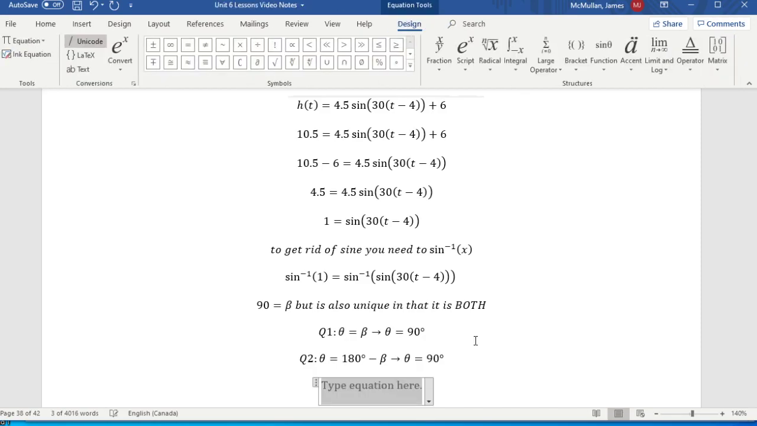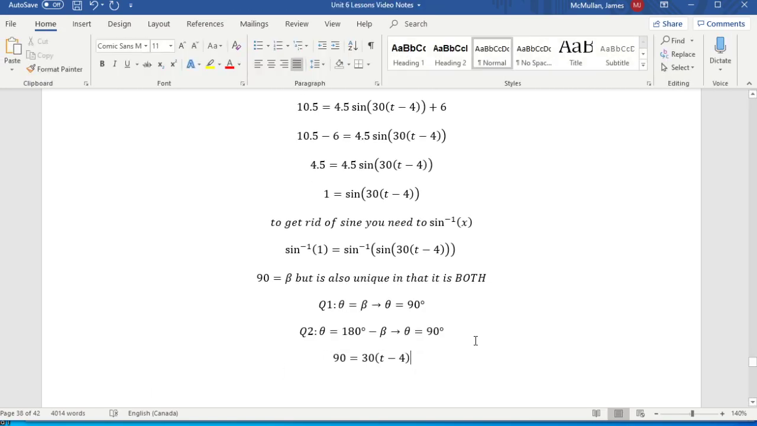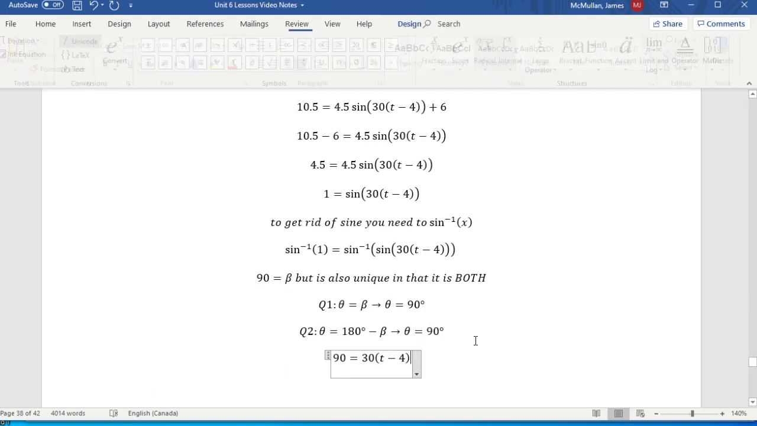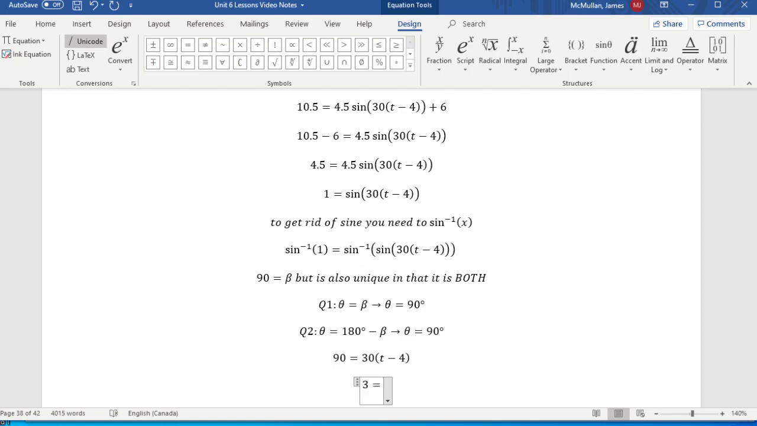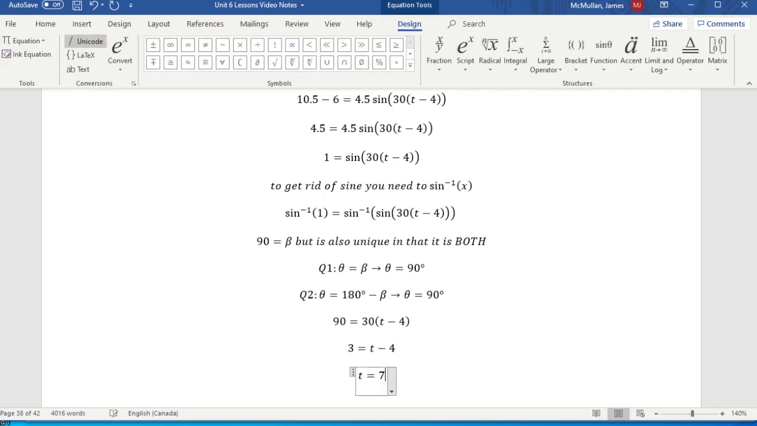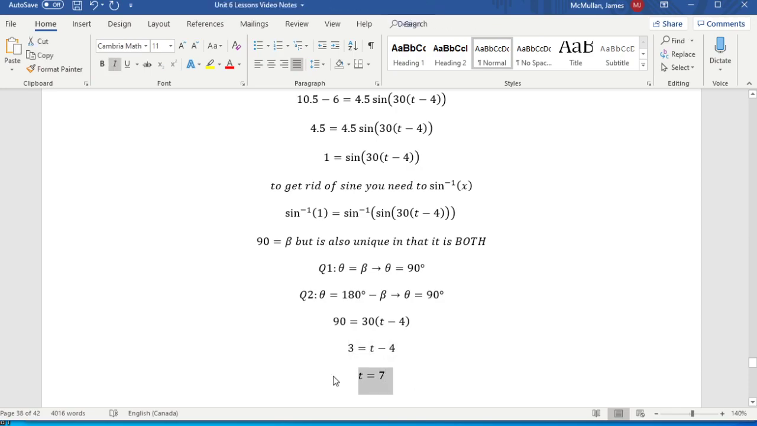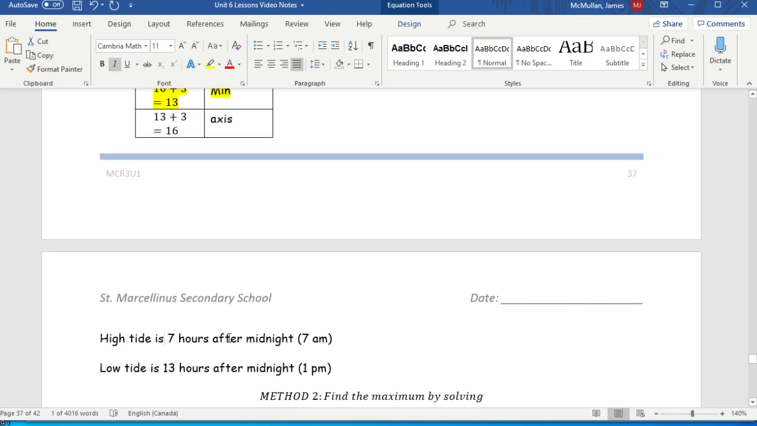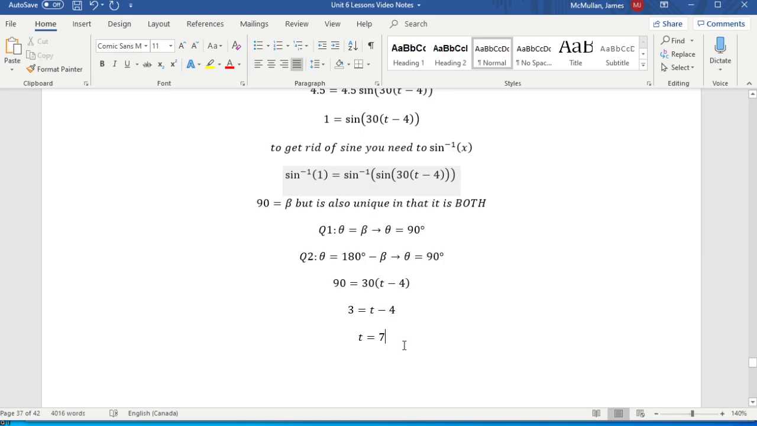Okay, so watch what happens now when this is 90. The left side, inverse sine of 1 is 90. The right side, inverse sine and sine cancel out, and you get 30 times (t minus 4). Now solve this. Divide both sides by 30. You get 3 equals t minus 4, and therefore t is equal to 7, which is the same answer we got above, right? I said it happened at 7 hours after midnight. So therefore, the high tide is 7 hours after midnight.